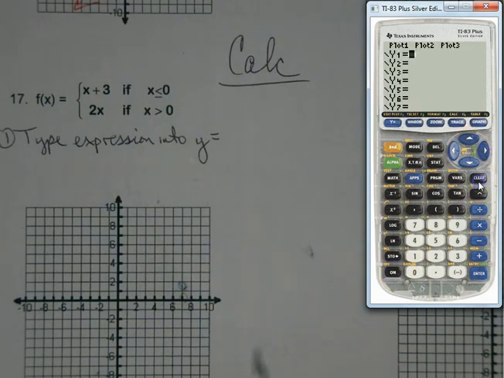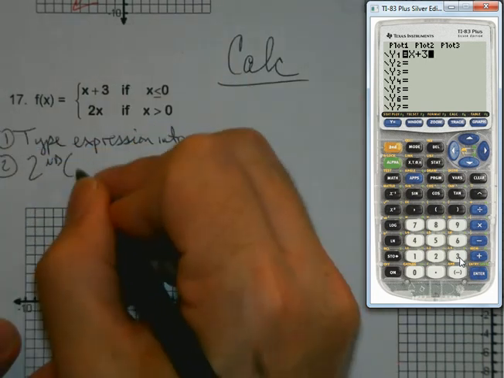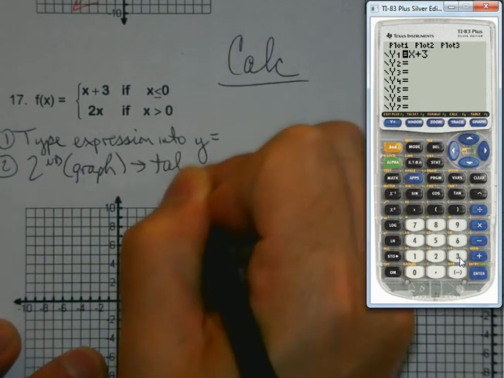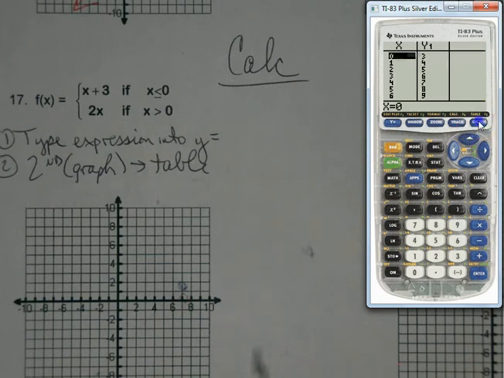If anything else is in there, we're going to clear it out. So for instance, here I see x plus 3. For those of you, it's been a while, next to alpha is this button, X,T,theta,n. That's your x. This guy right here. So x plus 3. And I'm not going to hit graph because I don't care about the picture. I want the values. So once I've done that, I'm going to hit second and graph. That's going to get me the table. So second and graph. And I get this table.